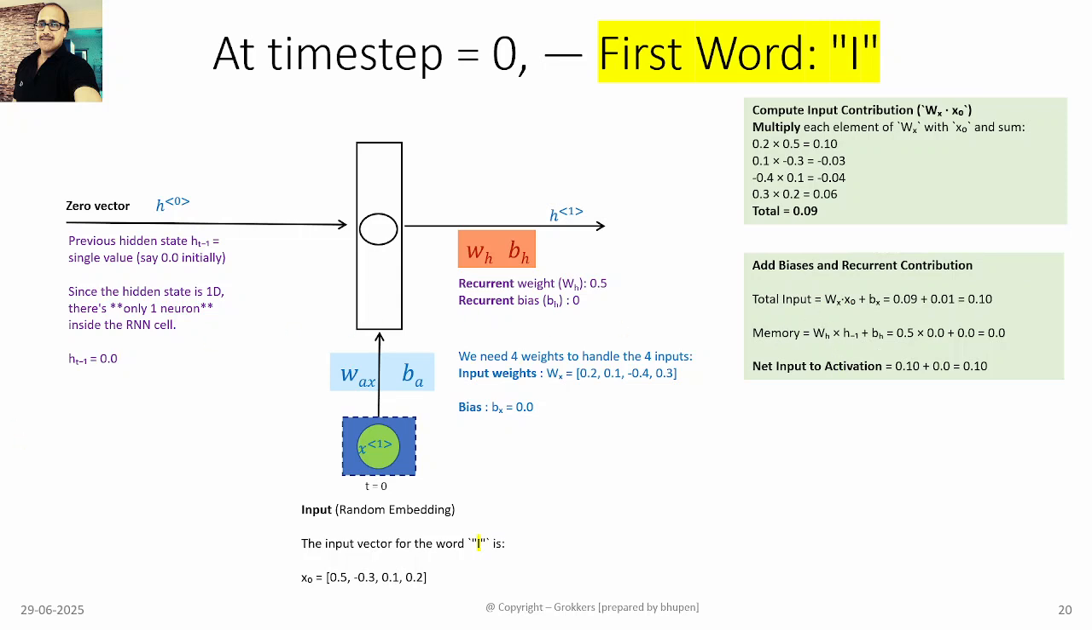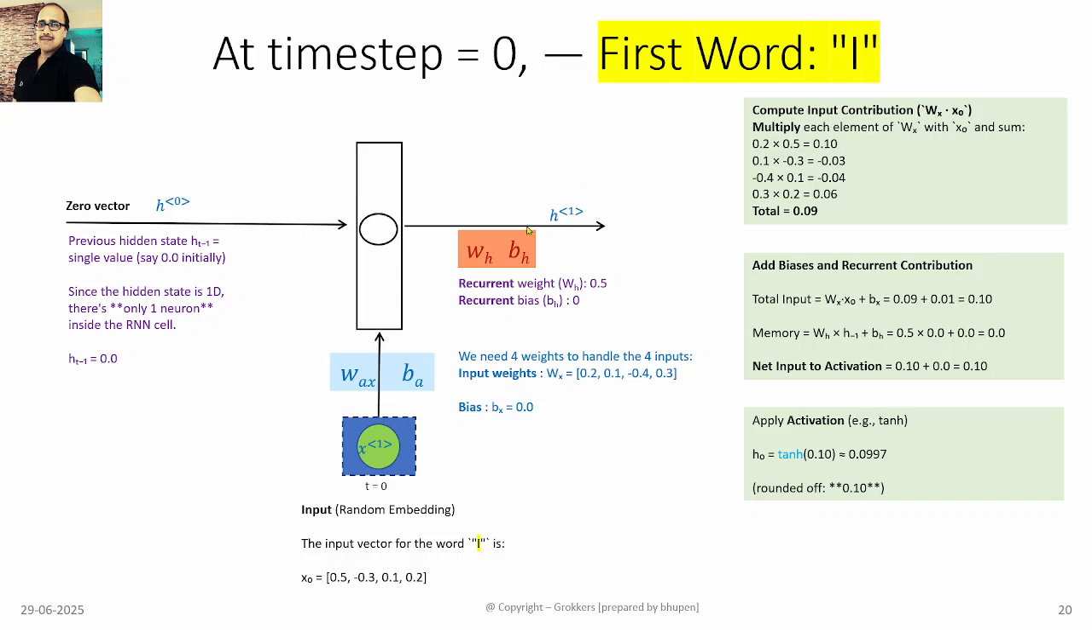So the total input we computed, and the memory, which is basically 0 times this weight plus 0, gives you the value of the memory. And the net input to the activation is going to be the sum of these two. So this will go to the tanh. When you apply the tanh on this, you will get a value like 0.09, which can be rounded off to 0.1. So this is the output of the RNN cell at time step 0 when it processed the word "I".